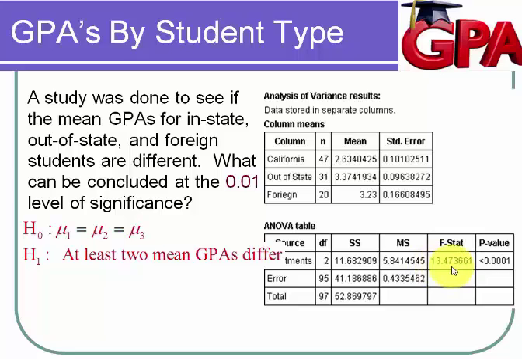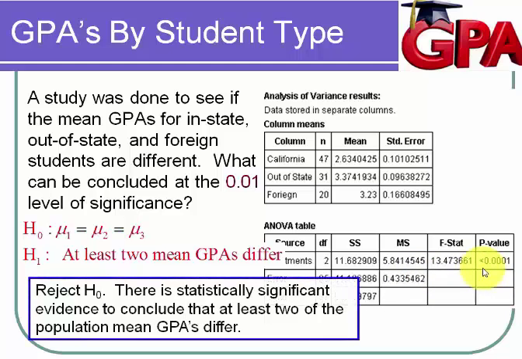And then the most important number of this entire course is always the p-value. And here the computer says less than 0.0001. So that's a tiny p-value. And when we have a tiny p-value, we can state our conclusion and say that there is statistically significant evidence to conclude that at least 2 of the population mean GPAs differ.